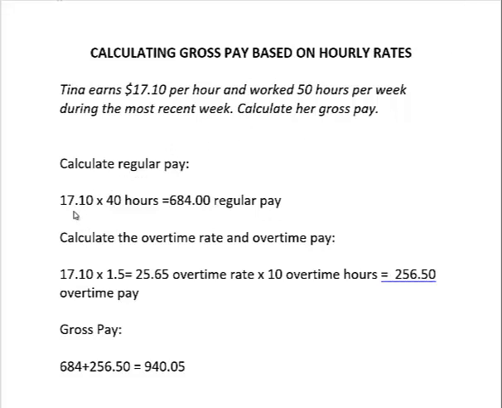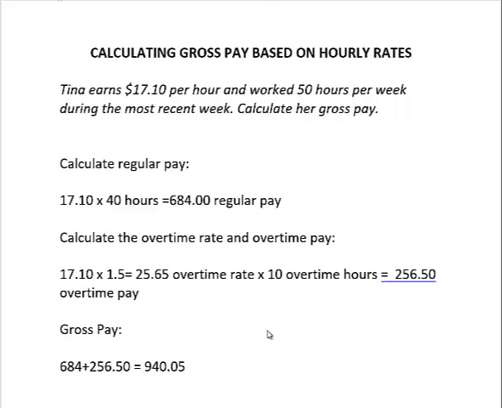So we'll take her rate of $17.10 and multiply that times her regular hours worked to get $684 as her regular pay. Then we're going to calculate the overtime rate and pay. Remember that the Fair Labor Standards Act says that all employees are entitled to time and a half for all hours worked over 40 in a week. So she worked 50 hours, she's got 10 hours of overtime.